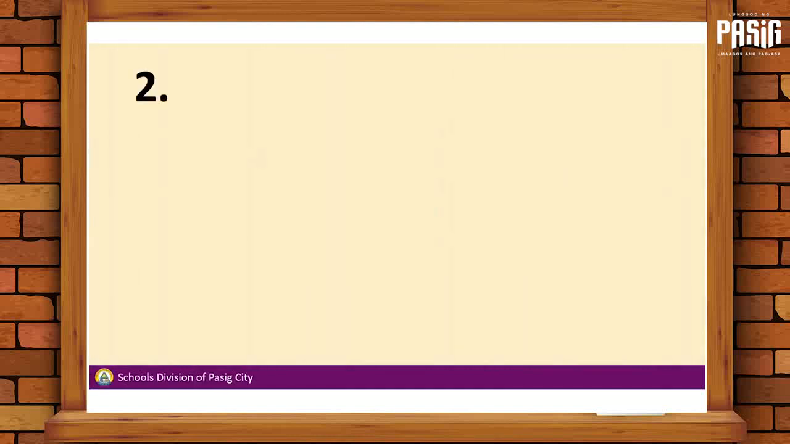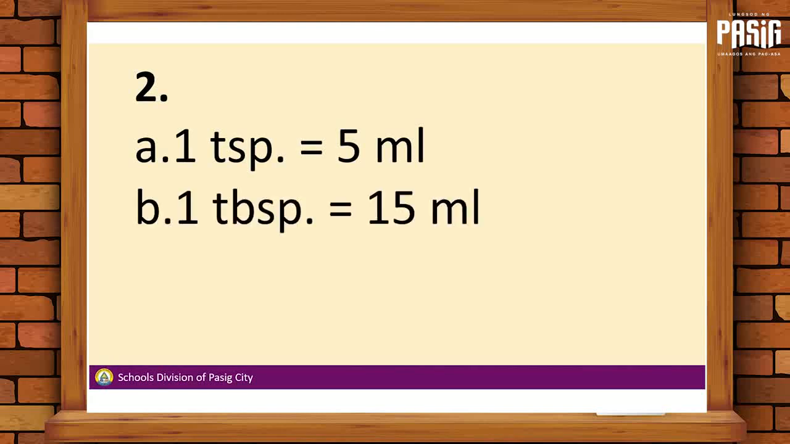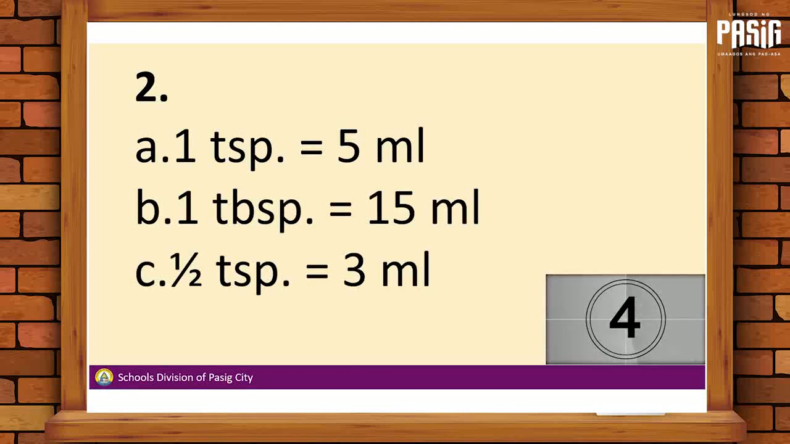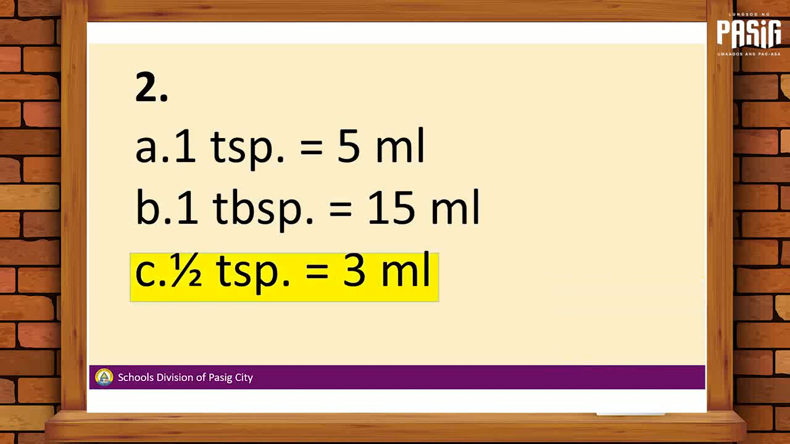Number 2. Is it A? 1 teaspoon is equivalent to 5 ml. B. 1 tablespoon is equivalent to 15 ml. Or C. 1/2 teaspoon is equivalent to 3 ml. The correct answer is letter C. 1/2 teaspoon is equivalent to 3 ml.